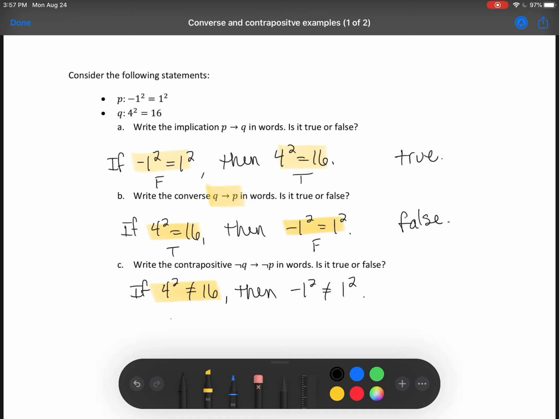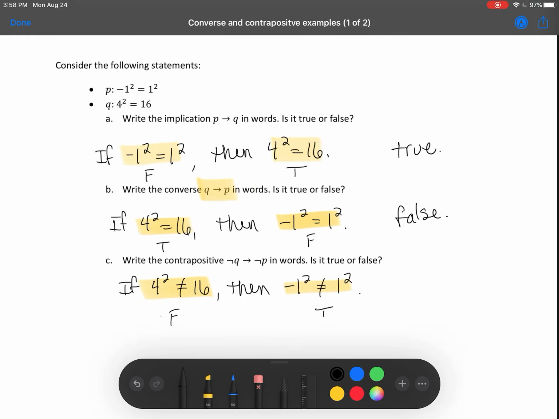All right, so we want to know if this now is true or false. So this is our hypothesis, which is now false, right? 4 squared is equal to 16. And then this part is actually now true. But that last part didn't really matter, because if our hypothesis is false, we can automatically say that the implication is true. So notice here that our implication and its contrapositive have the same truth value, and that's true always.